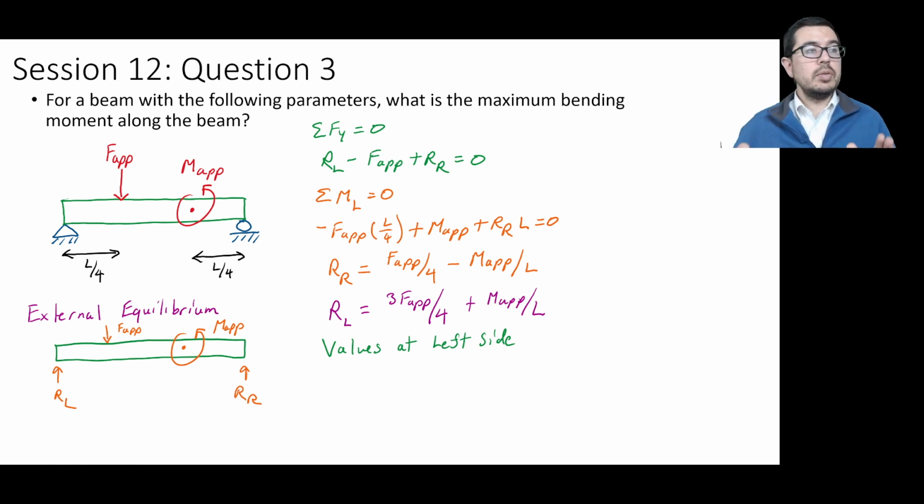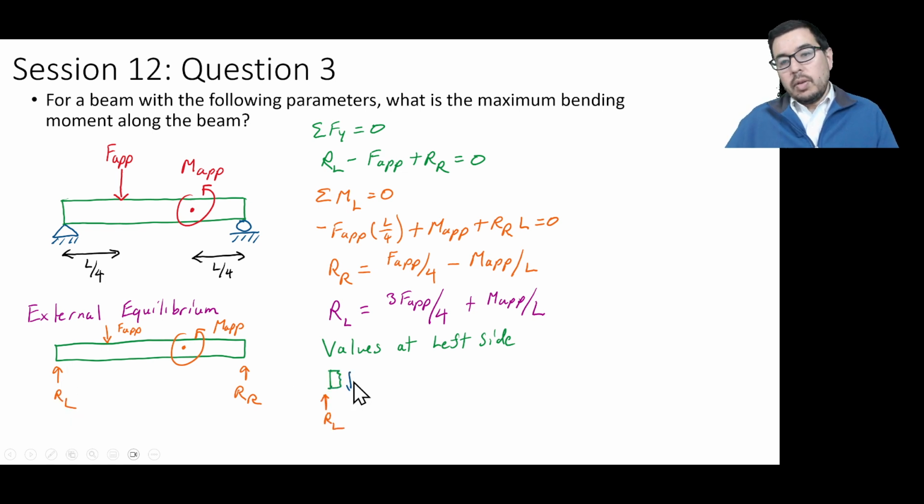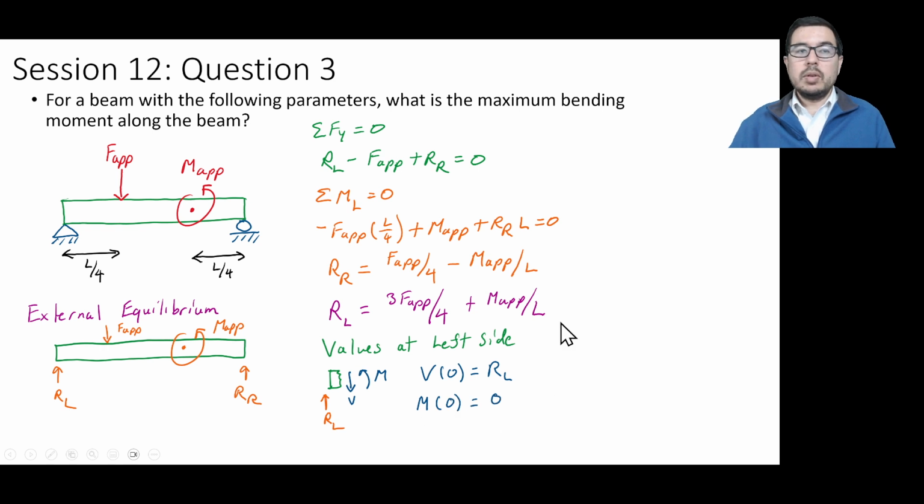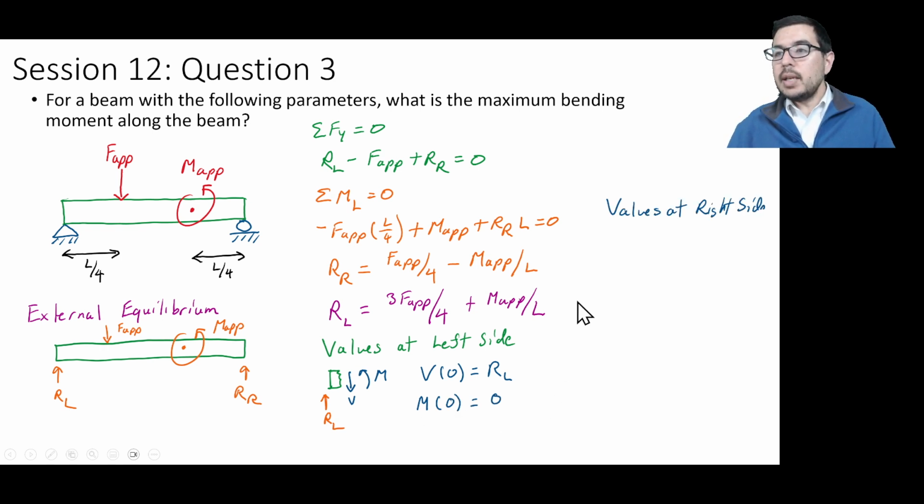That means we're going to look at a slice just to the right of RL, and we'll do this at the right side as well. In this case, we can figure out what the boundary conditions are going to be. We see that RL and V will be equal to each other, and there's no moment being applied externally to the system, so M will be equal to 0. So V of 0 is equal to RL, and the moment at 0 is also equal to 0. Now the values at the right side.